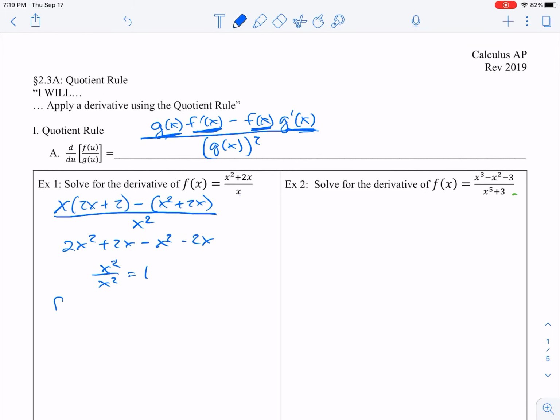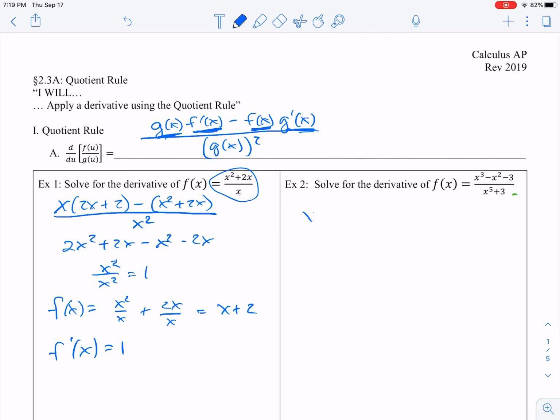What happens if I had rewritten the problem in the first place to be x squared over x plus 2 over x? That would have given me x plus 2. And the derivative of that is equal to 1. It doesn't matter. Usually if I can simplify, I do, because it's easier to do this than it is to do the quotient rule. This one doesn't work that way. I can't separate them and make it nice.